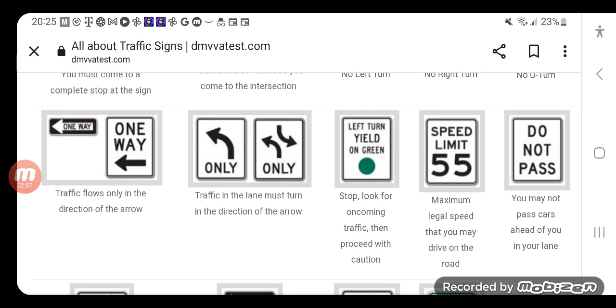Now, this means that you have to stop and look for oncoming traffic and then proceed with caution as you're taking a left turn. Obviously, this is a speed limit sign. You cannot go over the maximum speed limit that's posted that says 55. You cannot go over 55 miles an hour. This is a do not pass sign, and this means that you cannot pass any cars that are ahead of you in your lane.